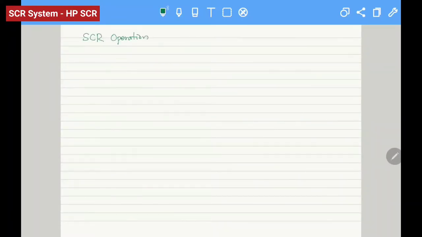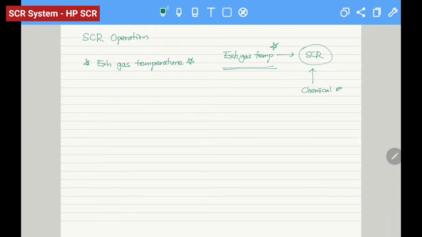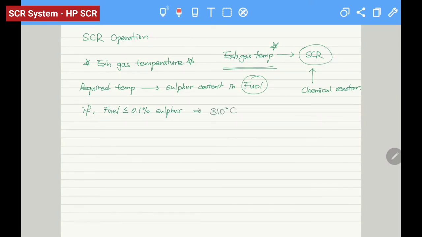Next, SCR operation. The key parameter of SCR operation is exhaust gas temperature. Before going to the SCR system, the exhaust gas temperature is very important to have a chemical reaction. The temperature for the chemical reaction depends on the sulfur content in your fuel. If your fuel is below 0.1% sulfur, then we need 310 degrees Celsius.